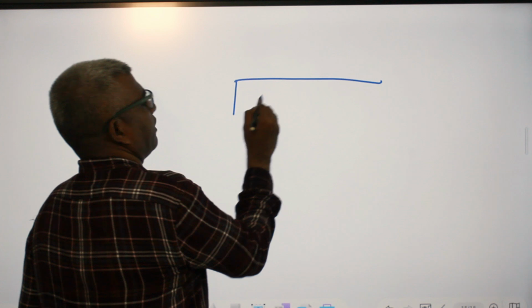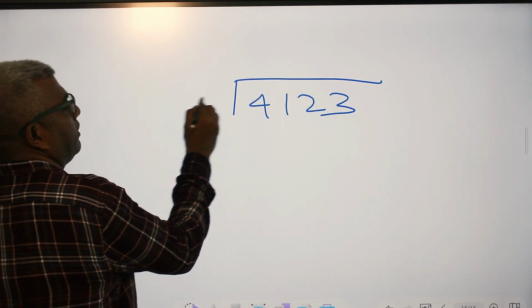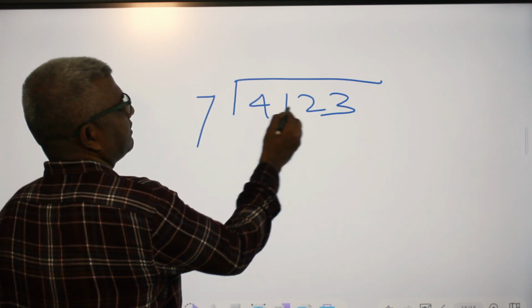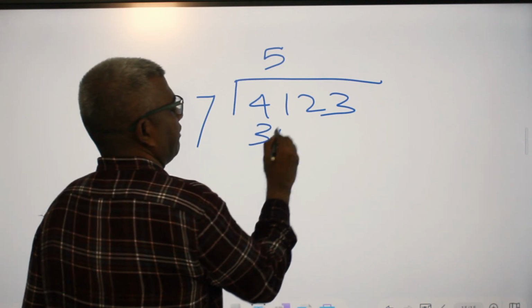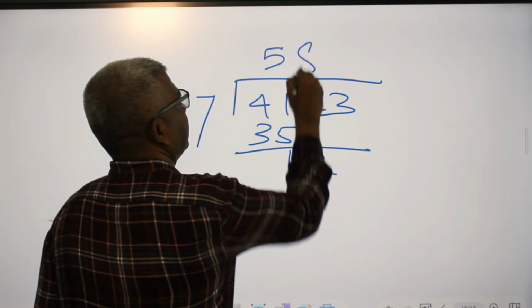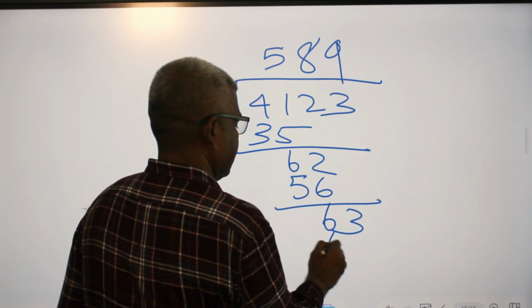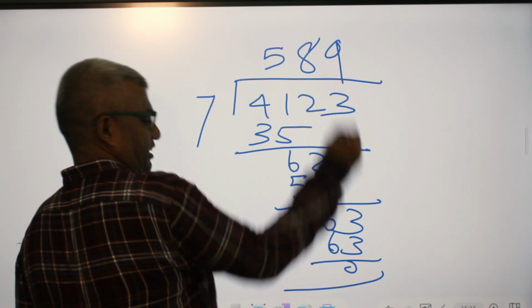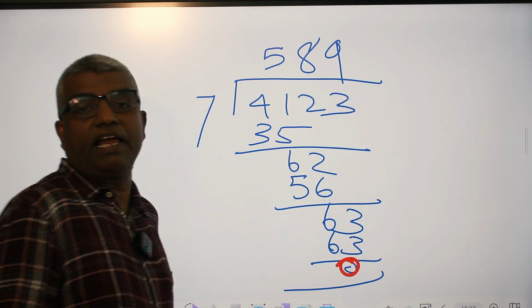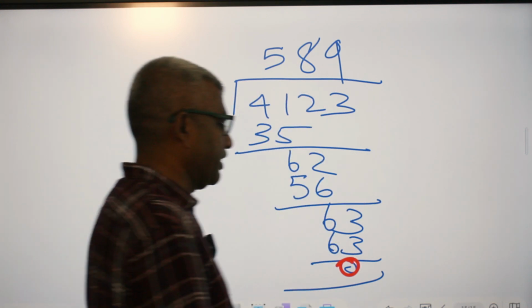Okay. Now check 4123. We found it is divisible by 7. Let us see one more time manually. Divisible by 7 means in 41 how many times will 7 go? 5 times. So 35. Balance 6. 62. 8 times 7, 56. Then 63. 9 times 7 is 63. Balance 0. So 589. That is not important here. Balance is 0, so this number is divisible by 7. Okay. One more example if you want, we will take it out.